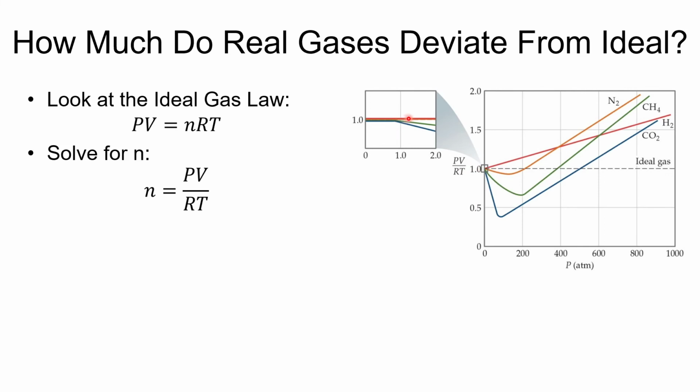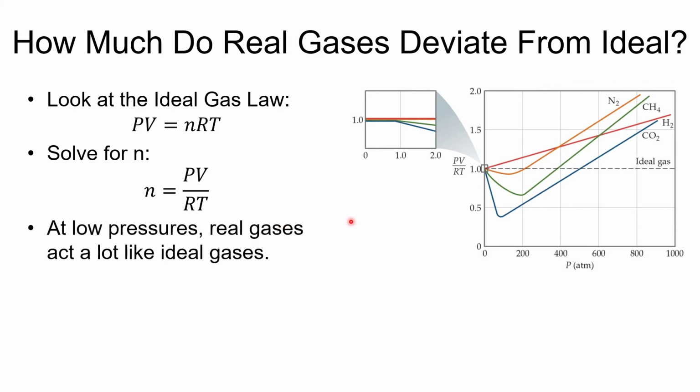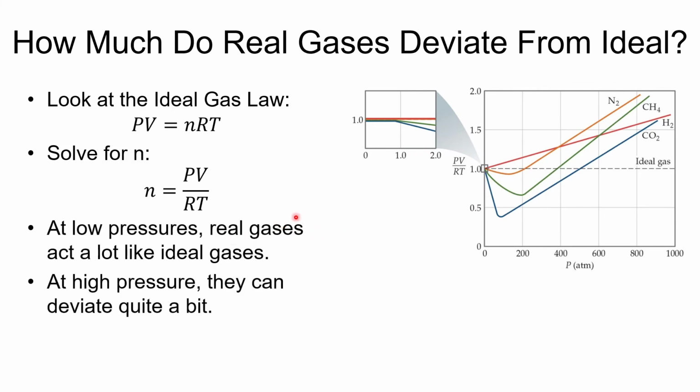But as we increase the pressure and go to higher pressures, we'll find that some of them will deviate, and that number, PV over RT, will be less than 1. And for others, that number will be greater than 1. Well, the amount that it deviates depends on a couple of factors. So again, at low pressures, they act like ideal gases, but at high pressures, they can deviate quite a bit. And the amount they deviate is a big deal. Okay, so that is how much real gases deviate from ideal.